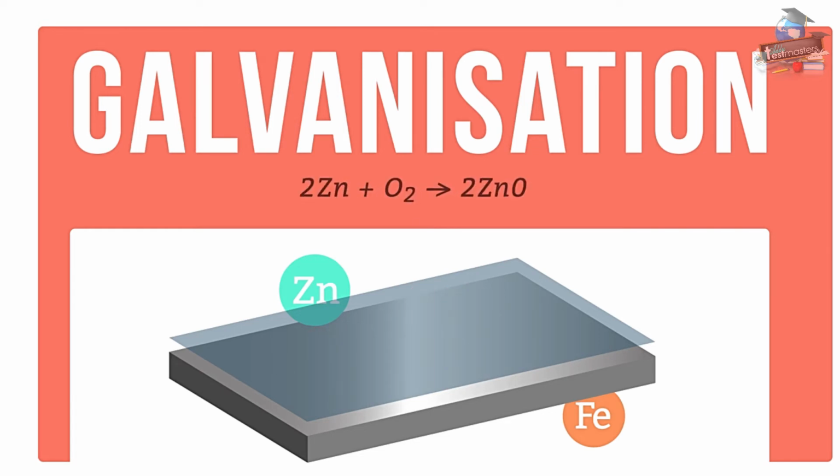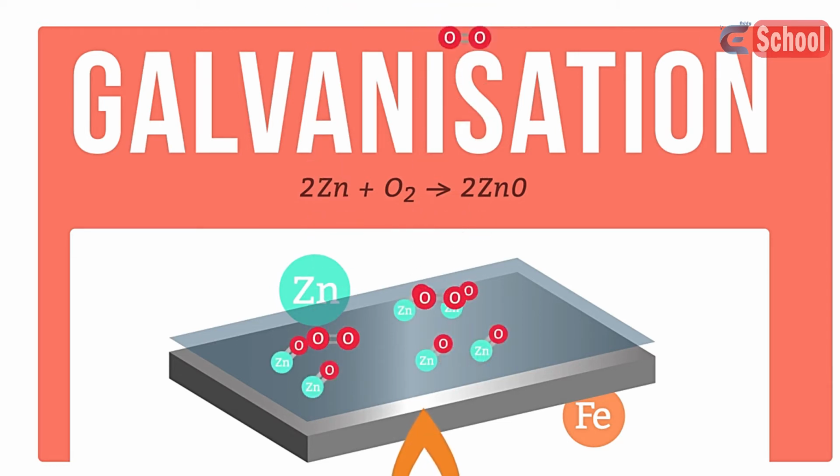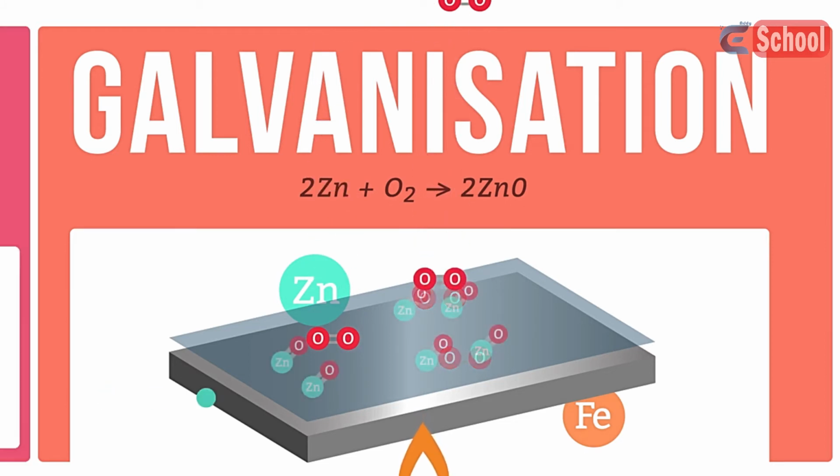In fact, it reacts so quickly that the iron galvanized with zinc cannot oxidize because it is coated with a protective layer of zinc oxide. You can make this reaction go even faster by applying heat. The heat provides some of the energy required to break bonds before new bonds can form, the activation energy.